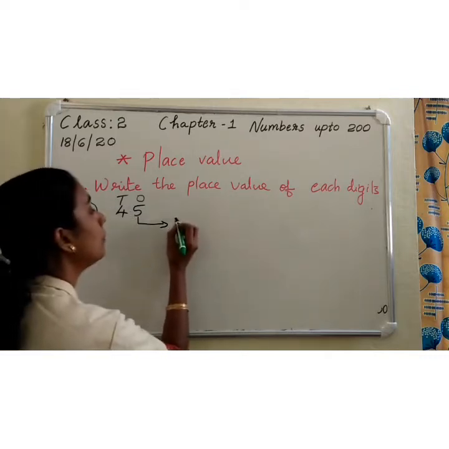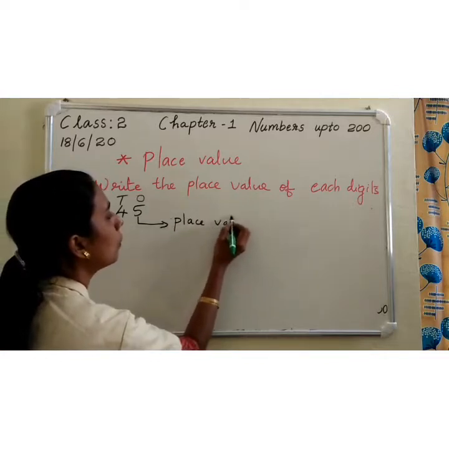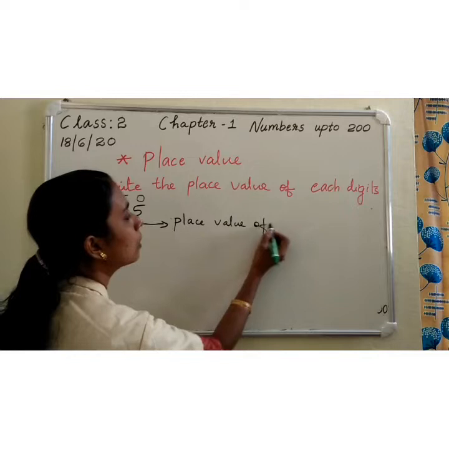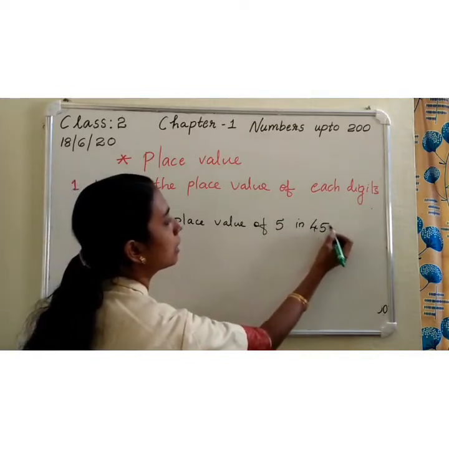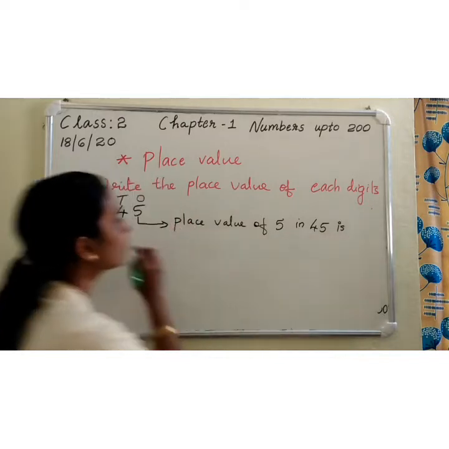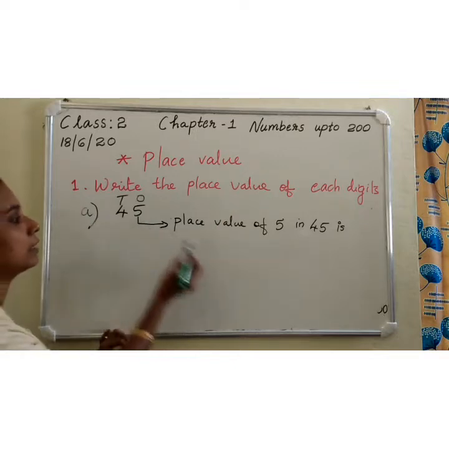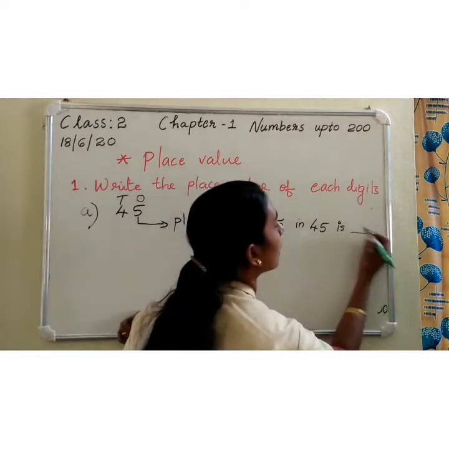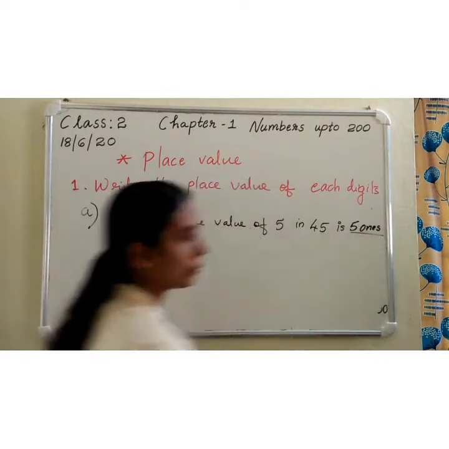So, write place value of 5 in 45 is... What is the place value of 5 in 45? 5 in which place? 5 in the place of 1's. So you can write, the answer is 5 1's. Okay.